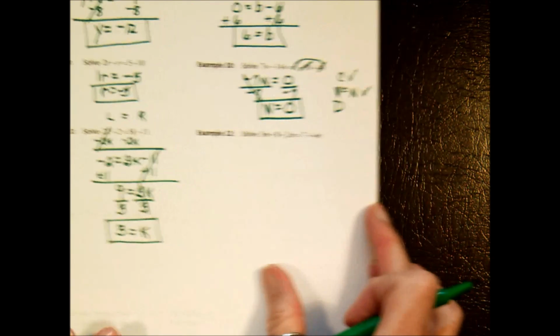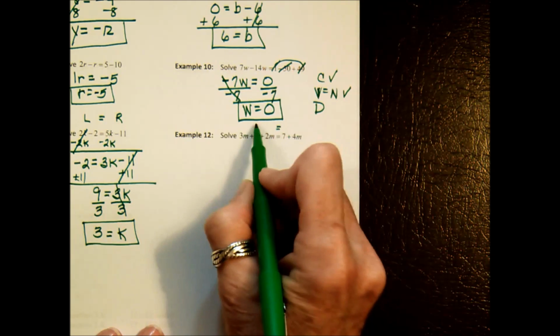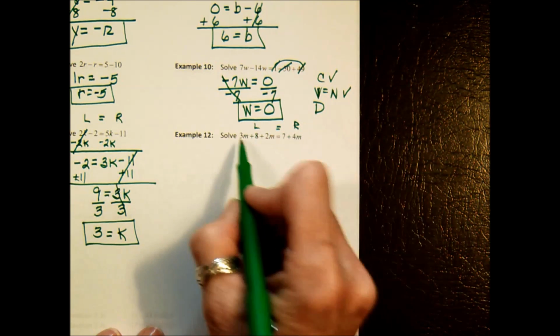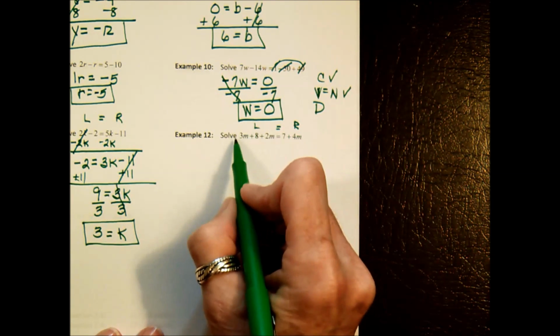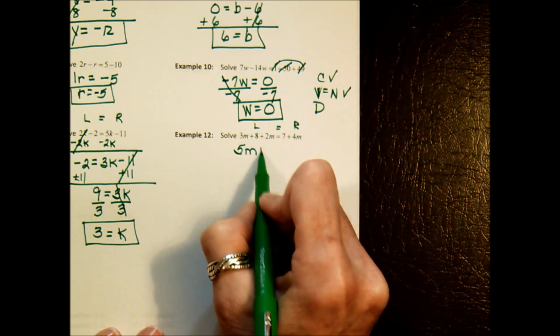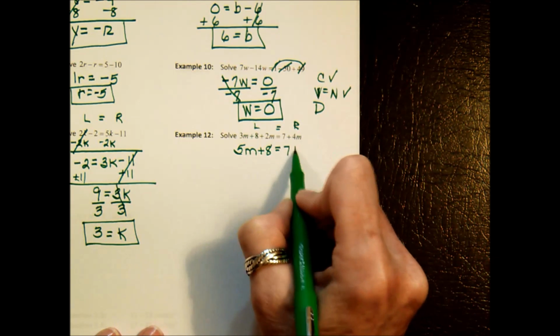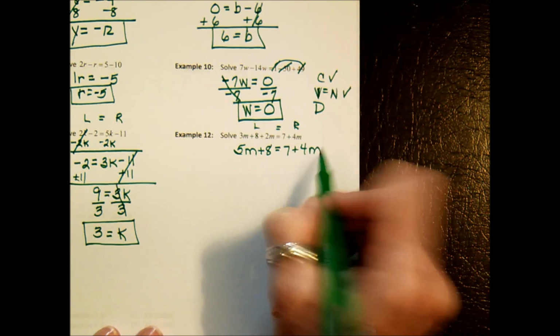Let's look at this last one. Here's your equal sign. Here's your left. Here's your right. Are there any like terms on the left? Yes. 3m and 2m makes 5m plus 8. Are these alike? No, so leave them. So I did the combine like terms.